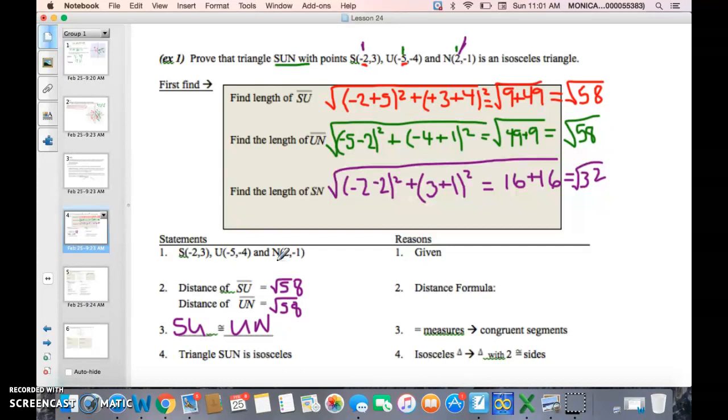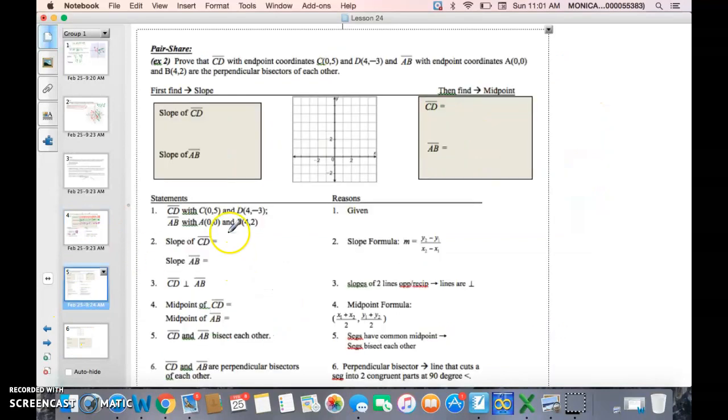This is one example of a proof that you can do on a coordinate plane. Okay, another example of a proof that you can do in a coordinate plane is to prove that these two segments are, let's say, perpendicular bisectors of each other. So if they're perpendicular, you know they're going to have opposite reciprocal slopes. And if they're bisectors, they're going to have to cut each other in the middle.